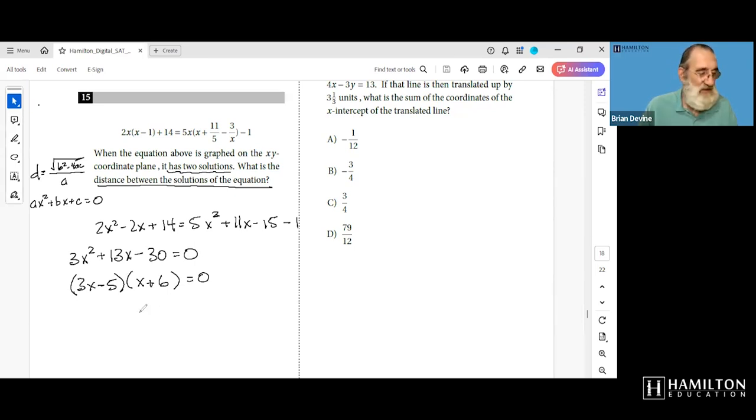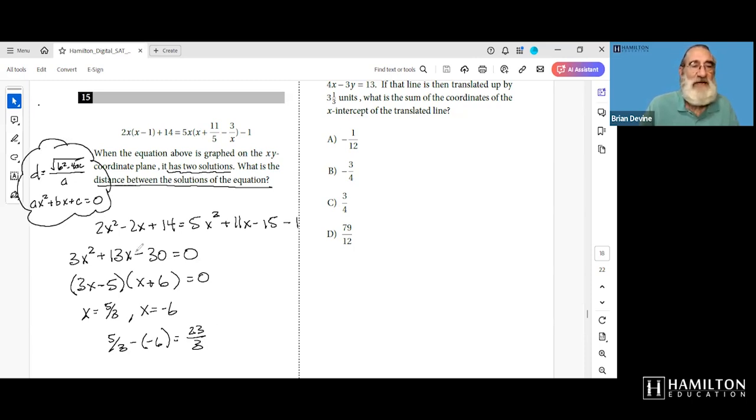And so now you can see the roots of this would be x would be 5/3 or x would be negative 6. And on a number line, the distance between the two would be 5/3 minus negative 6, which comes out to be 23/3. And note what I said originally.